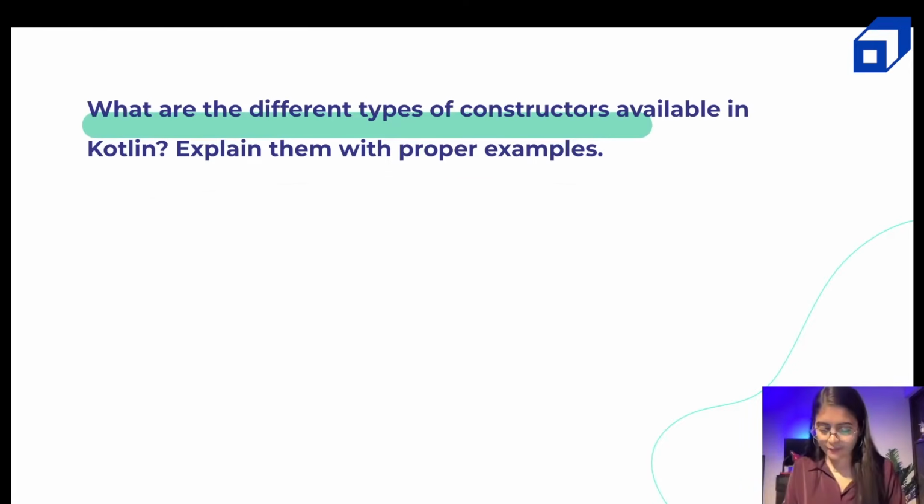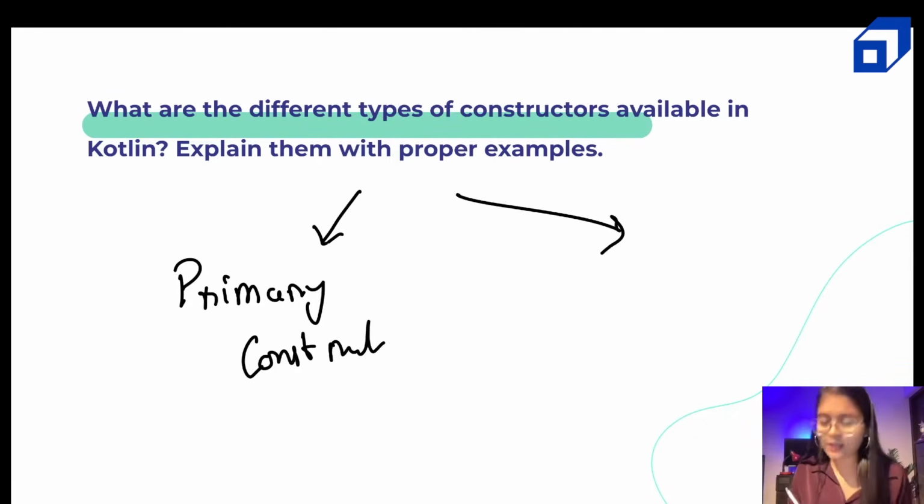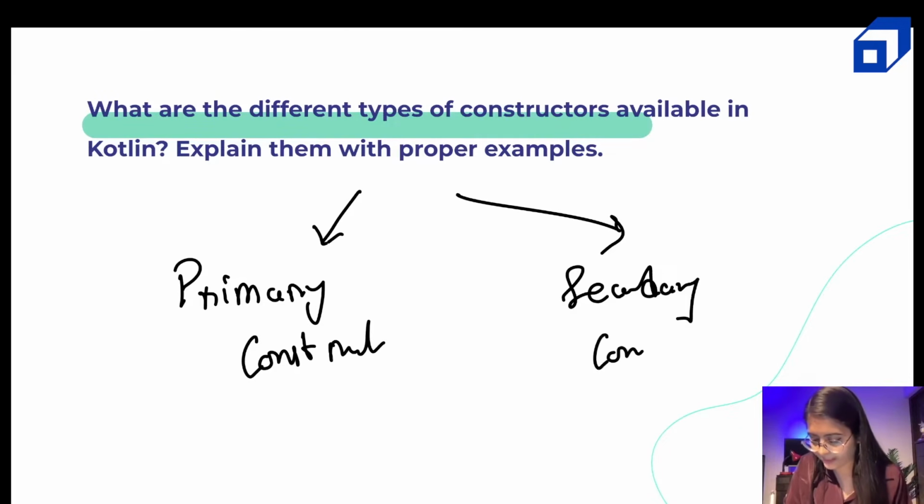We have to explain them with proper examples. So let me tell you, it's very simple and easy. There are mainly two types of constructors in Kotlin. Number one is the primary constructor, and the second one is the secondary constructor. Very easy to memorize as well. Clear? Two constructors are here in Kotlin: primary constructor and secondary constructor.